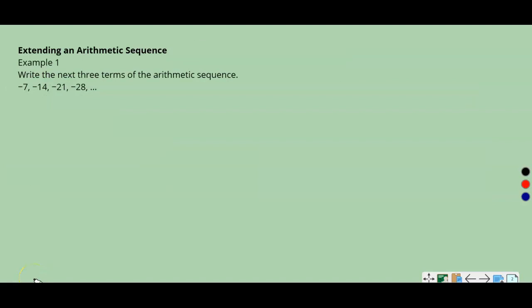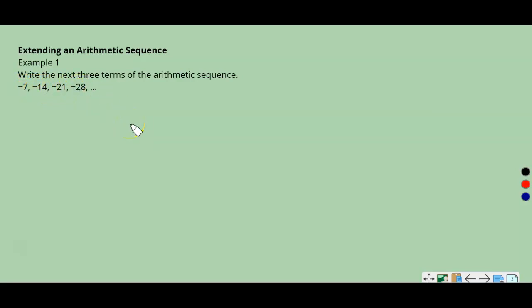Example 1, extending an arithmetic sequence. Write the next 3 terms of the arithmetic sequence. All right, so you can see it gives you 4 terms. This is your first term, second term, third term, fourth term. So the first thing we have to do is see if there's a pattern, see if there is a common difference here. So how do you get from one term to the next, and to the next, and to the next?